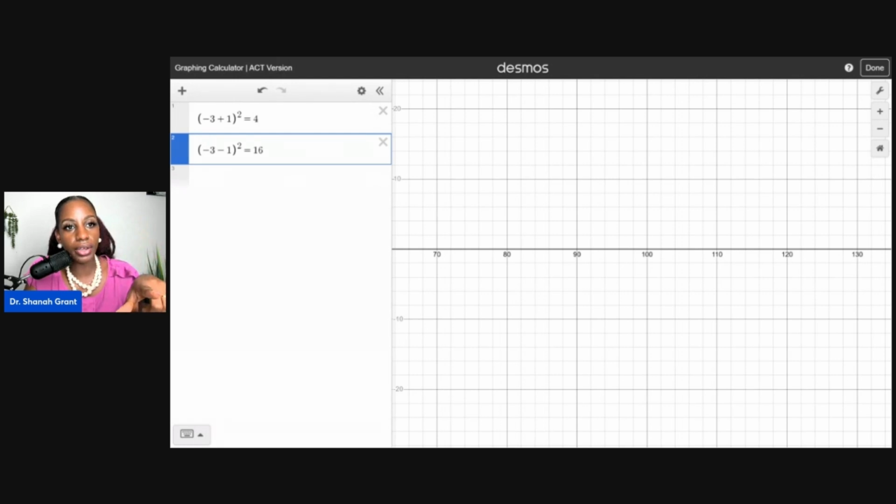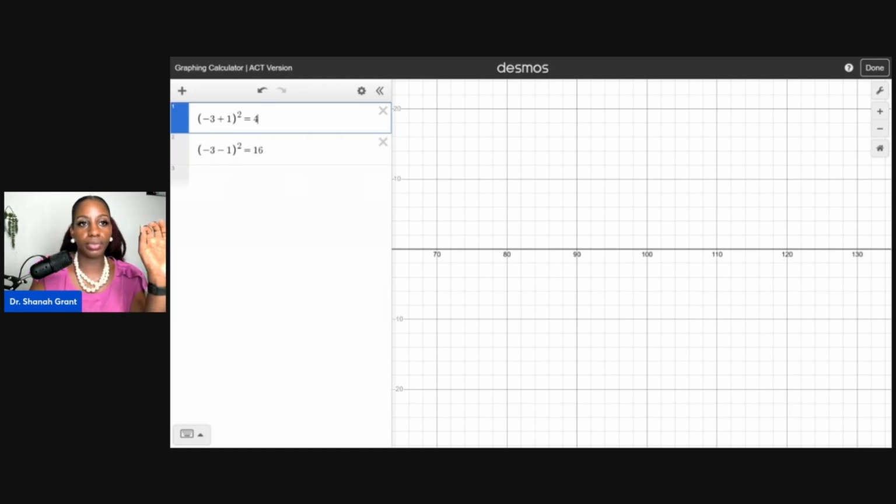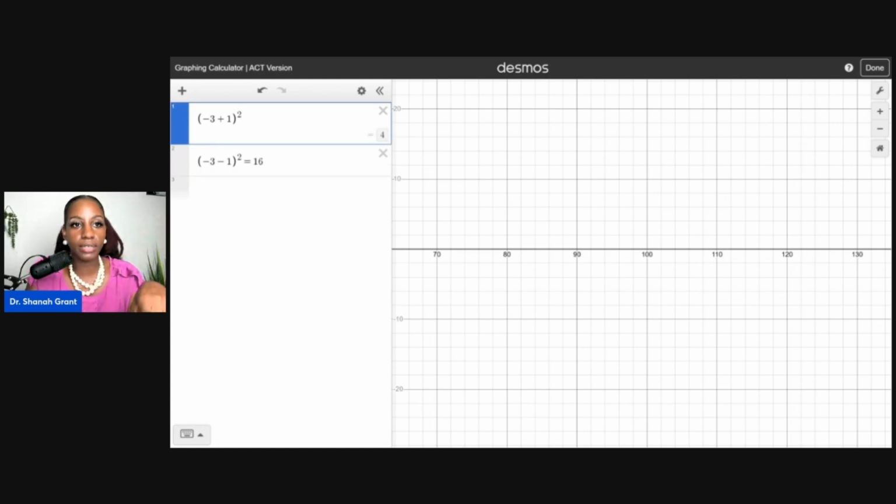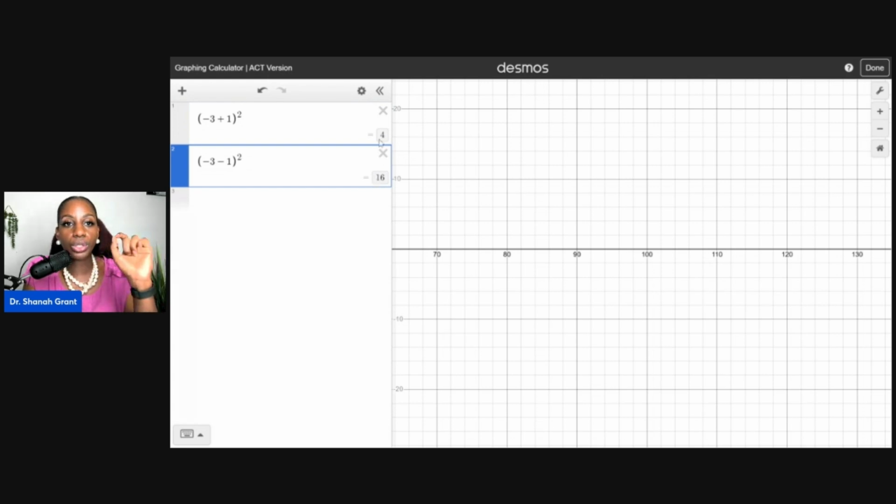If you look here, you can see that −3 plus 1 is −2, and if you square −2, that will give you 4. You can see that it's 4, and here you can see that it will be 16, and that is what we're looking for. So our solution is in fact A. The other answer choices were −1, 1, 3, and 5.